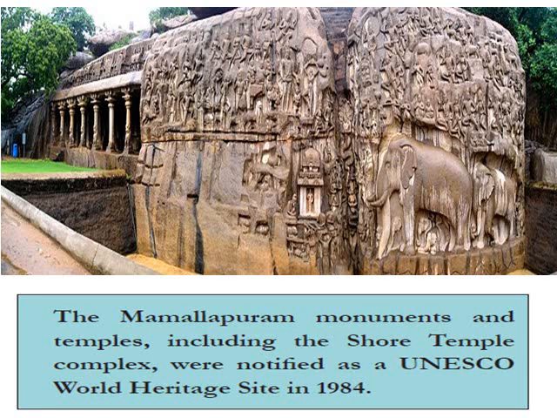The place now known as Mamallapuram was earlier known by the epithet given to the Pallava king Narasimhavarman, Mamallan, or the great wrestler or great warrior. Dear children, the Mamallapuram monuments and temples, including the Shore Temple complex, were notified as a UNESCO World Heritage Site in 1984.